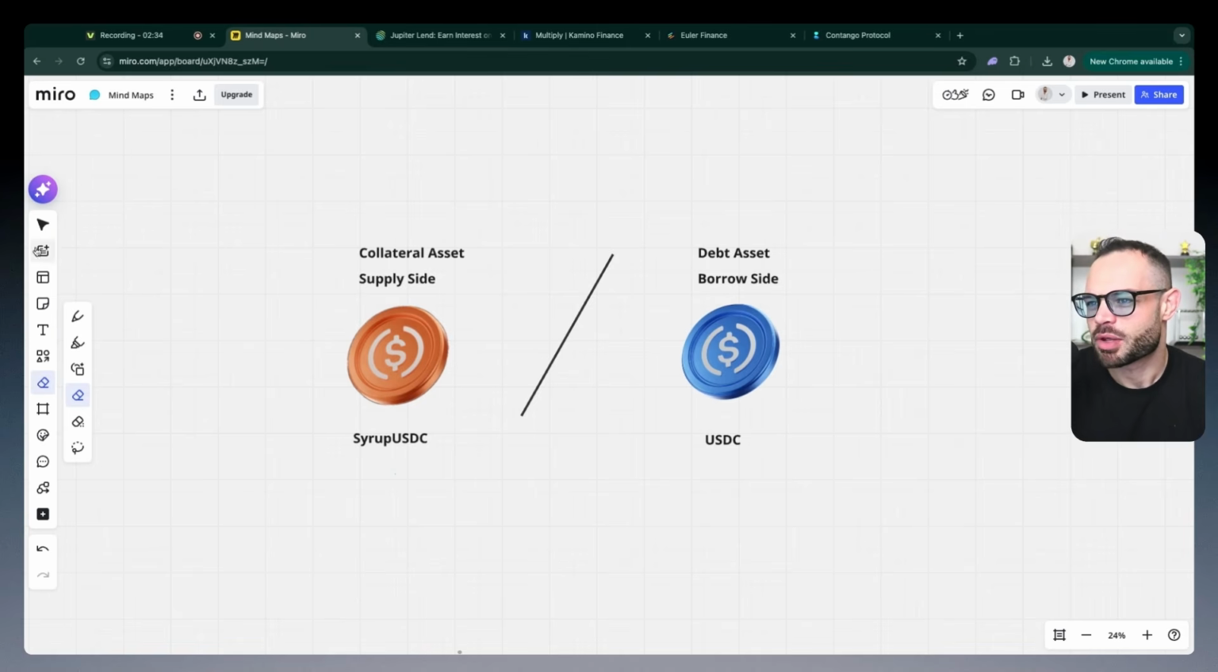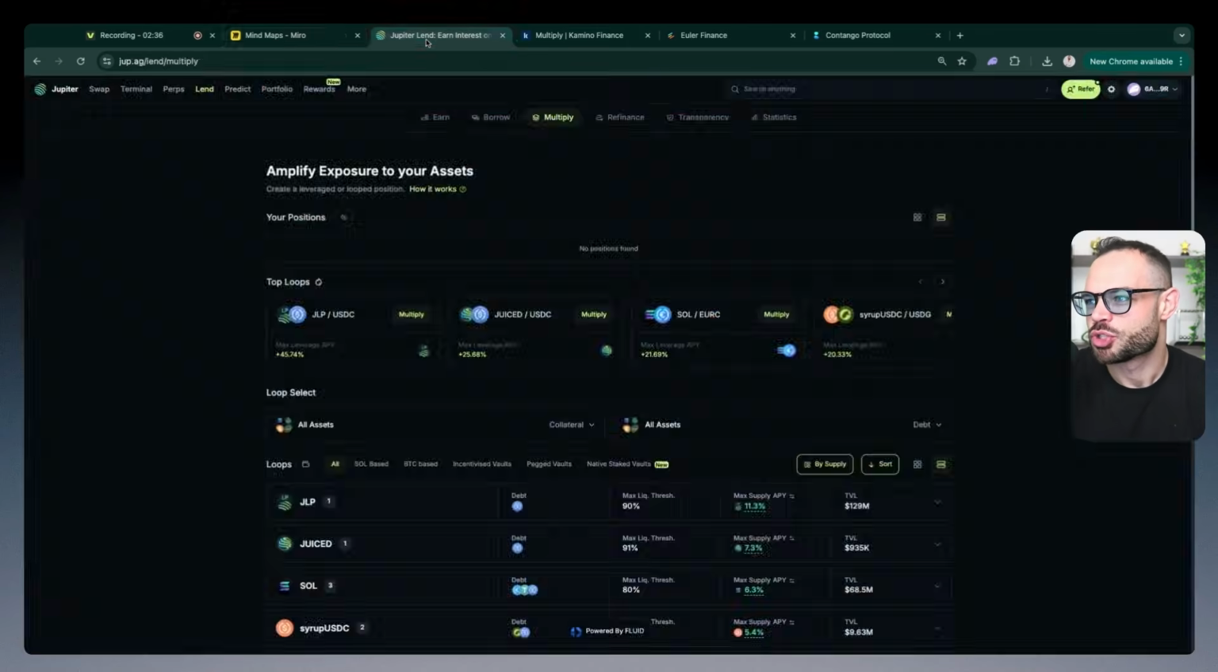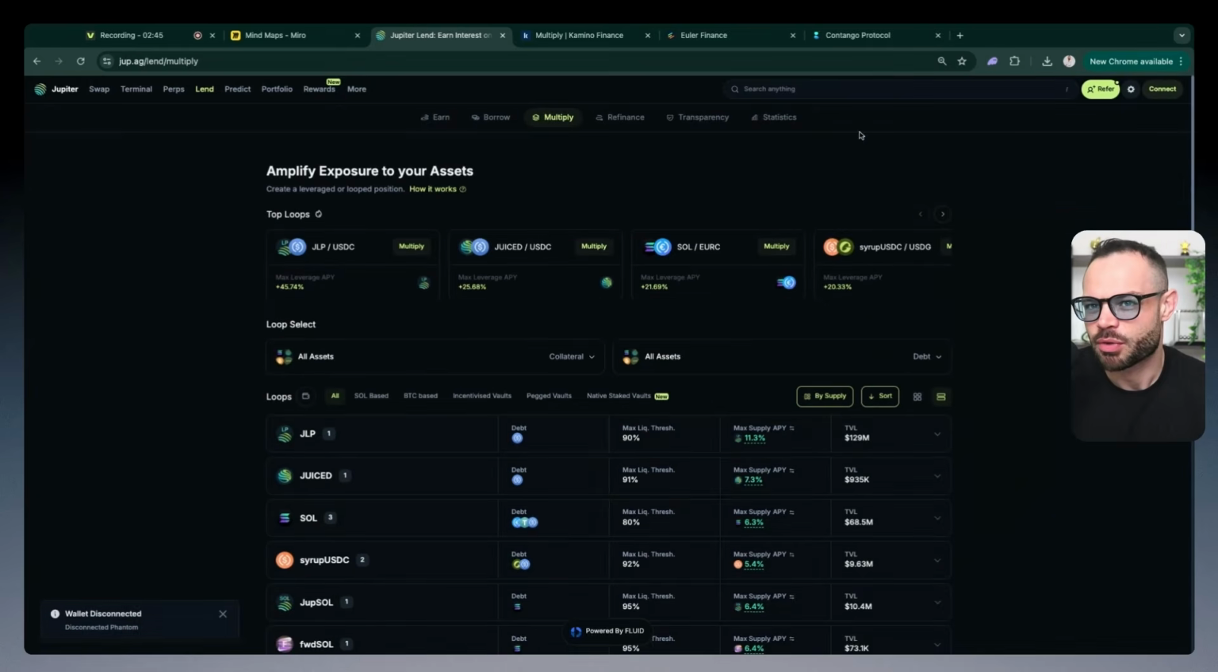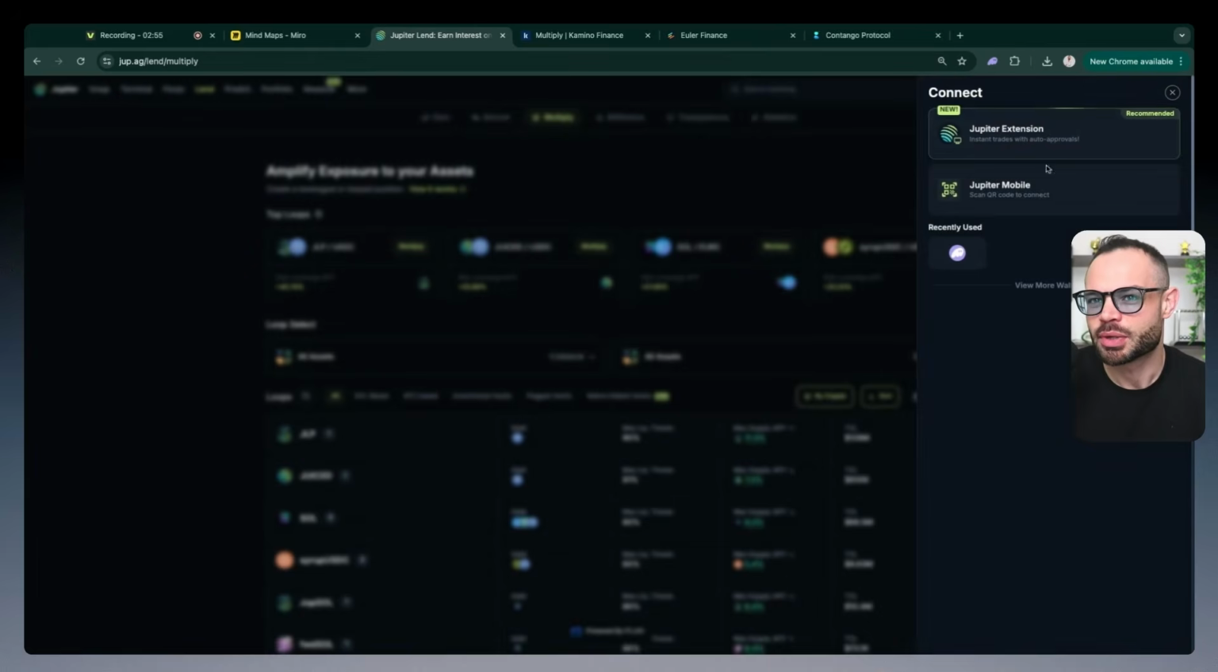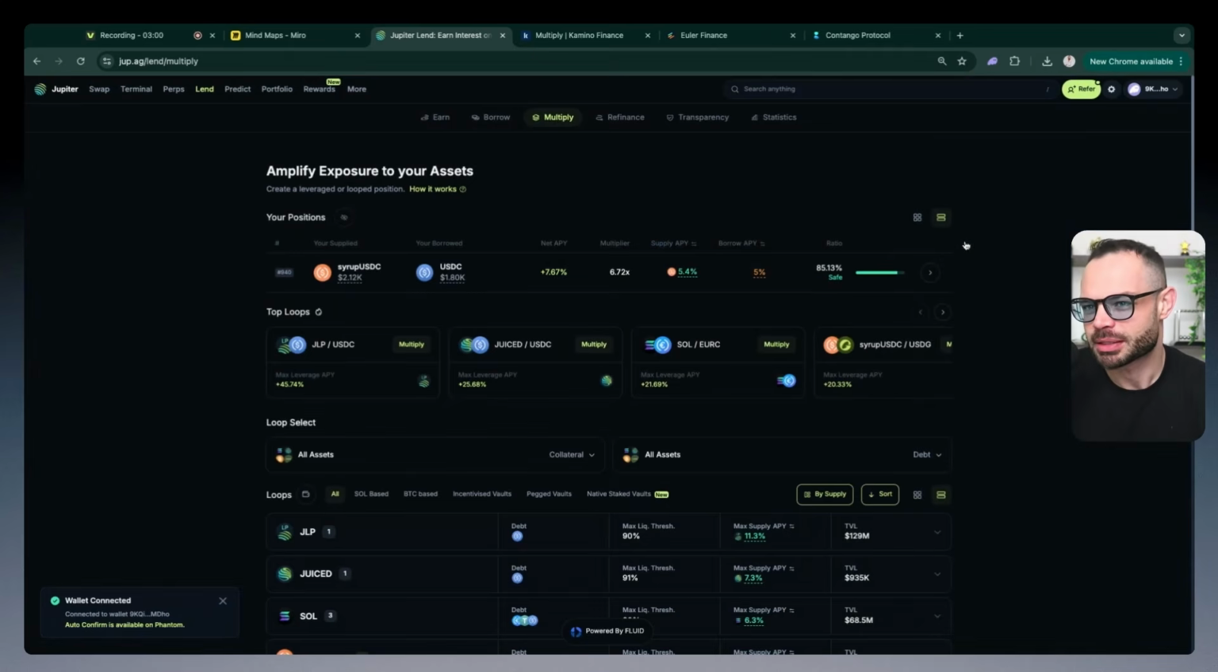Okay. First of all, if I jump over here to Jupiter, they have recently launched Jupiter Lend. This is only about 6 months old. I need to switch the wallet that I'm connected to here just for a moment. But effectively, what you'll see here with this strategy is I am supplying Syrup USDC, and I'm able to loop up my exposure to that asset and increase my yield potential.